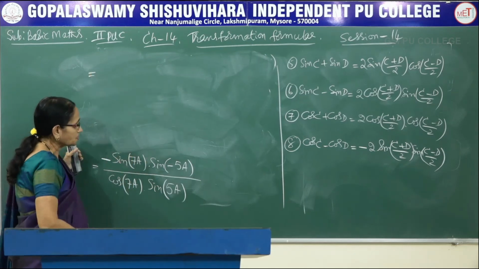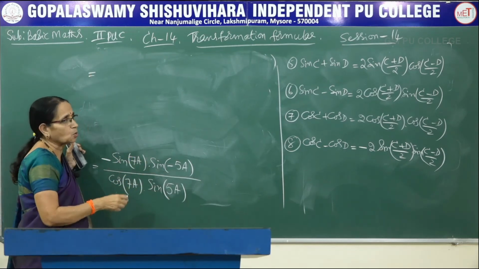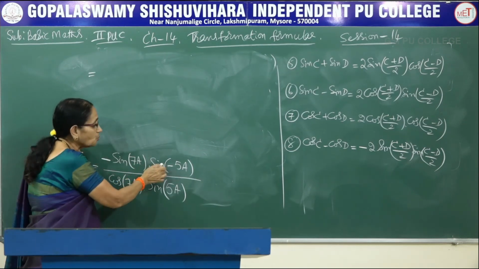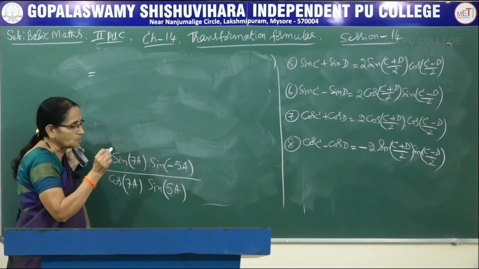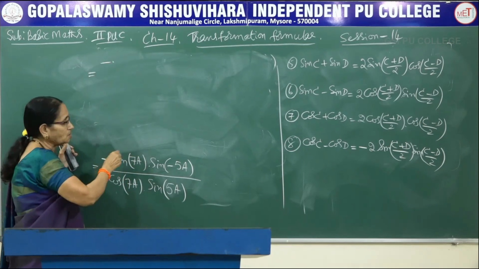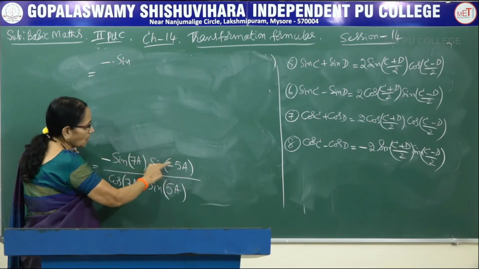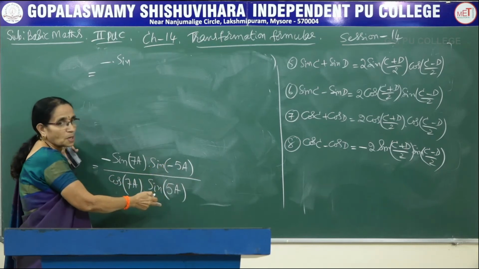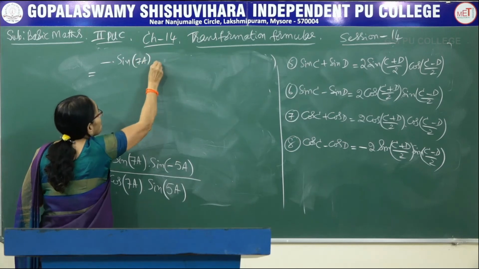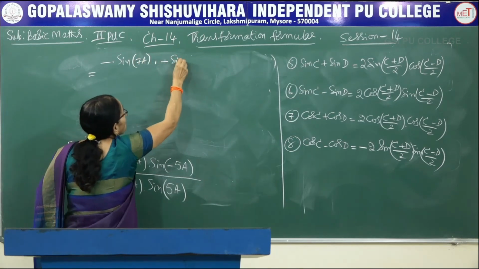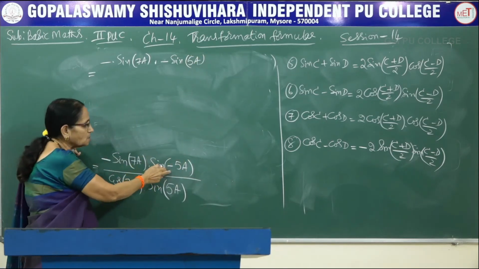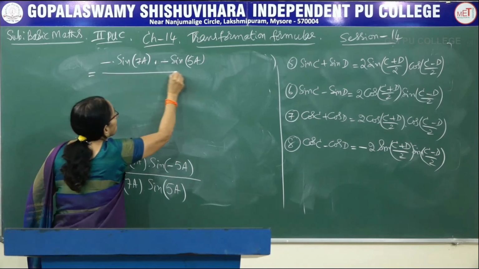Now look here, just now in the previous problem I told you, cos of minus theta is cos theta. Sin of minus theta is minus sin theta. That is one of the allied angle rules. So that I am using, already one minus sign is there. It is directly, don't cancel, because it is minus 5a, this is plus 5a. You can't do the cancellation. Sin of 7a into minus sin of 5a. What's the reason that you have to give? Because sin of minus theta is minus sin theta.